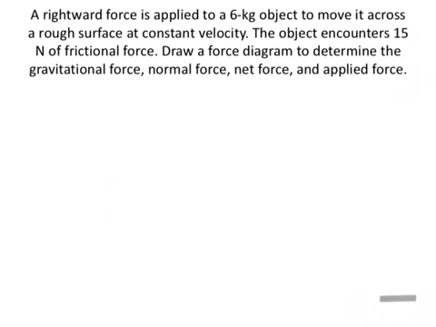So we're going to start doing some calculations and putting numbers on these force diagrams. This example says a rightward force is applied to a 6 kilogram object to move it across a rough surface at constant velocity. So I automatically see the words constant velocity, and I think in my head my force diagram needs to be balanced. It tells me that it encounters 15 newtons of friction, and we're going to draw the force diagram and determine the gravitational force, the normal force, which again is just how much the surface is pushing perpendicular on the object, the net force, again your sigma F, your fun ball, and how much that applied force is.